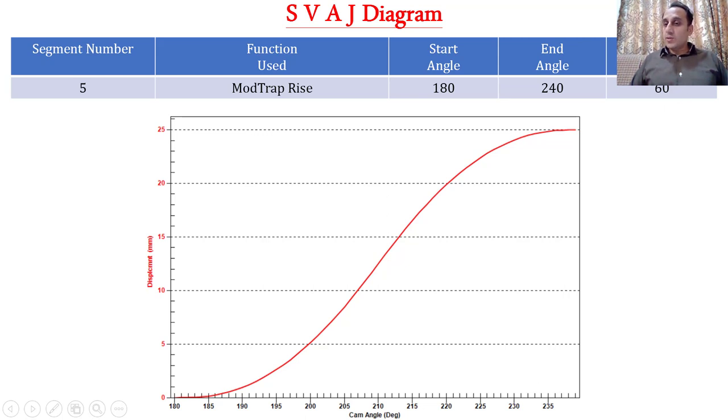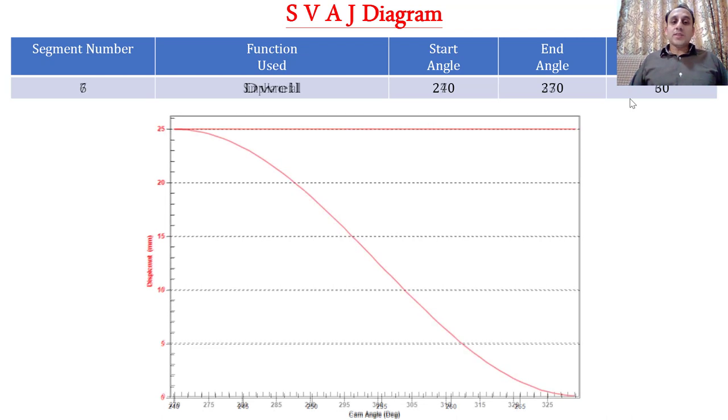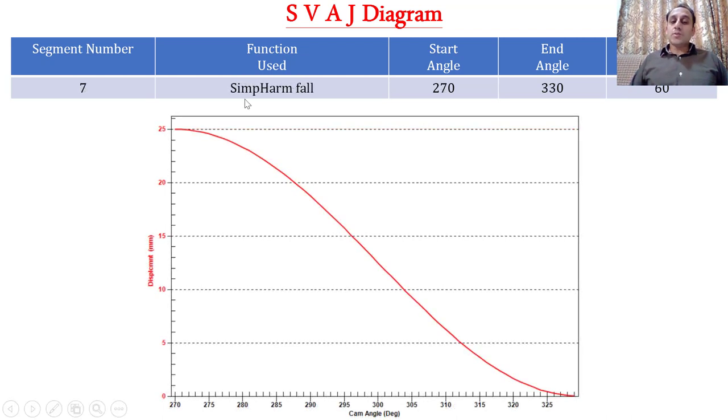For 60 degree rotation of cam, what will happen? The follower will once again move from its lower extreme position to higher extreme position. Then there is a dwell. The sixth segmented dwell means the cam will rotate for 30 degrees, but there will be no change in the position of the follower. The seventh segment is the fall, using the simple harmonic function. We will discuss the simple harmonic function later on.